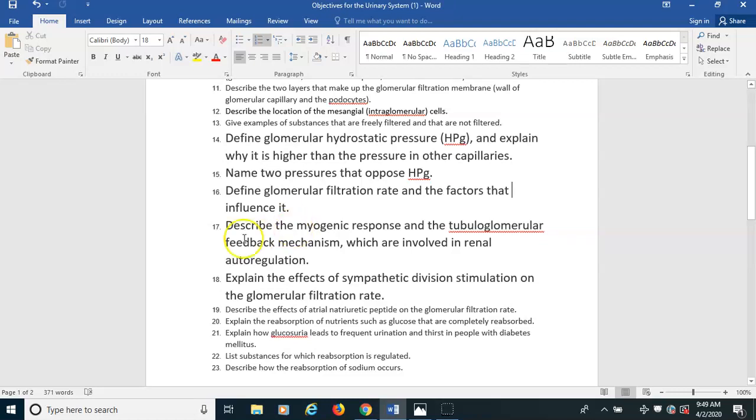So the next video we'll talk about 17, 18, and 19, which talks about how the glomerular filtration rate is regulated. So no matter what's going on in the body, there are some mechanisms in place to keep the glomerular filtration rate in that normal range, so that we can continue to keep what we want in the blood and get rid of the waste products and things that we don't want in the blood. So that'll be the next video. We'll talk about those.